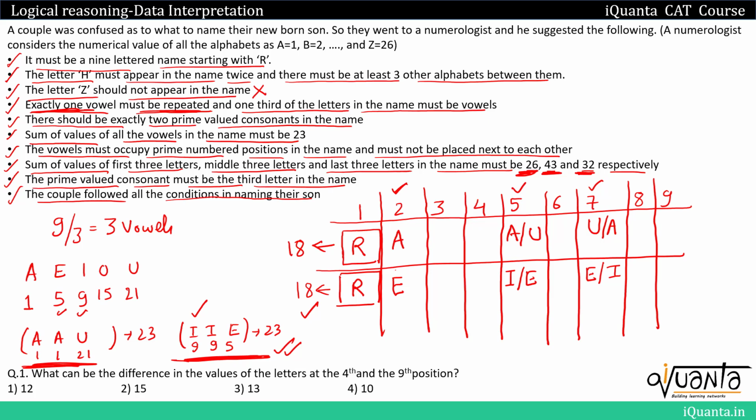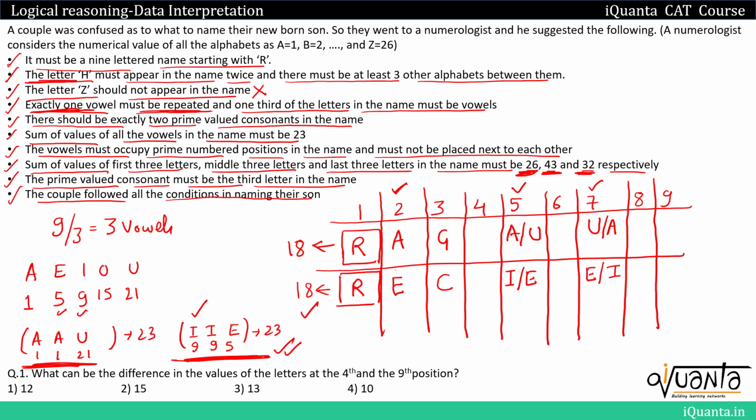Now we know that the sum of values of first 3 letters was 26. So in first case we have R having value 18, A will have value 1. So at position number 3 we'll be having the letter having value 7, then only the sum can be 26. So letter having value 7 is G. So G will be put at position number 3. And in the second case we have R having value 18, E having value 5. So 18 plus 5 is 23. We need 3 more. So letter having value 3 is C. So we'll put C over here.